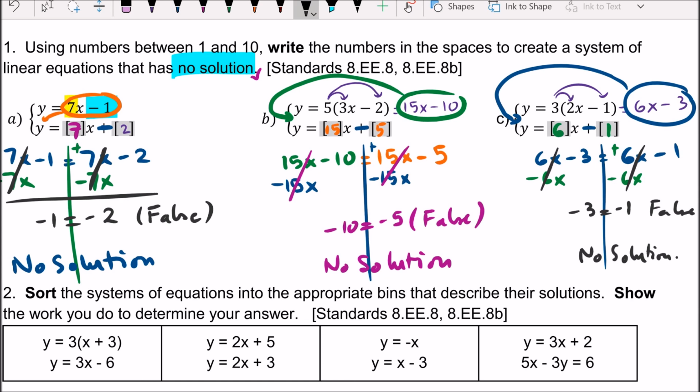Alright, if you were busy copying down everything, please rewatch this one. Make sure you understand the reason why we picked the first number and the reason why we picked the second number. That's pretty much it for number 1.